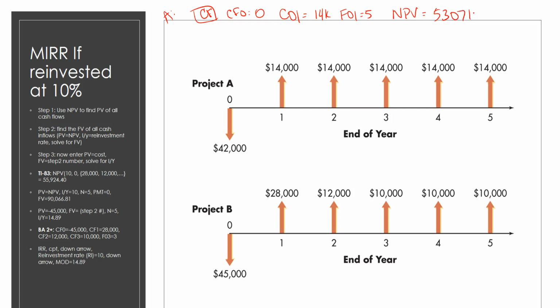So now step 2, we find the future value of all those cash flows, and we use the reinvestment rate. So here we say that the present value is equal to the net present value we calculated, that $53,071. The future value is what we're going to solve for. Our I/Y is that reinvestment rate, the 10%. Our N is 5. Our payment is 0. So let's solve for future value.